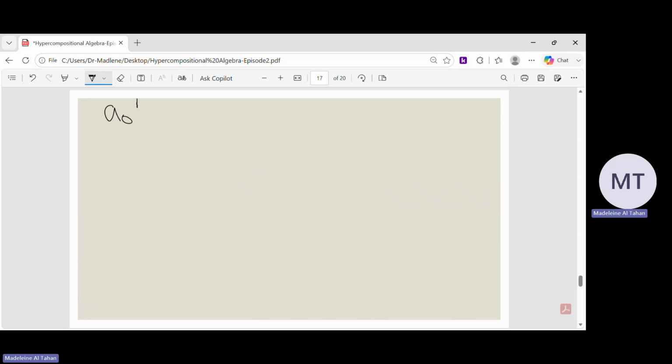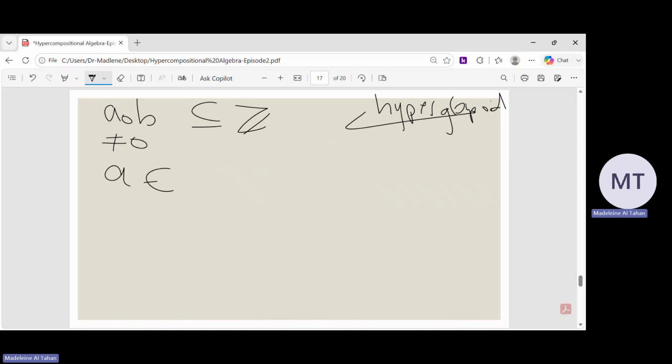Now, let's look at A round B. Is it a subset of Z? So this is a hypergroupoid. And of course, it's not empty. Why is it not empty? Because A belongs to A round B. Why? Because we can write A as a linear combination of A and B. So we proved that it's a hypergroupoid.